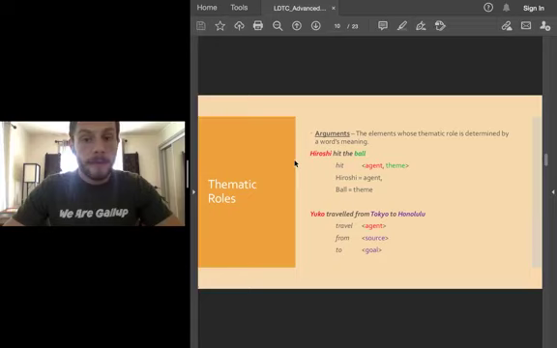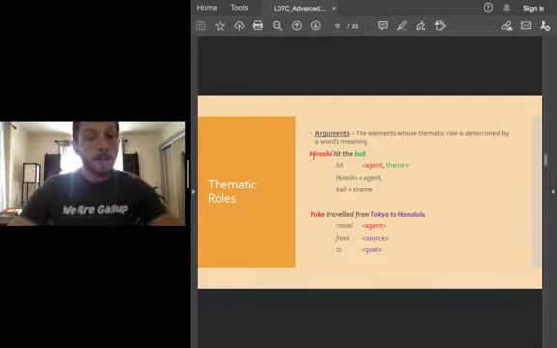So for our first example, in Hiroshi hit the ball, the verb hit implies two participants, right? It implies a person hitting and a thing being hit, which means that the verb hit subcategorizes agent and theme. So in this sentence, the noun phrase Hiroshi gets the agent role, and the ball is the theme role, which perhaps seems very obvious, but this becomes beneficial to us once we start talking about grammatical relations in our next section.